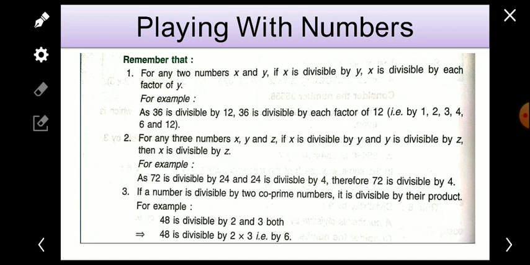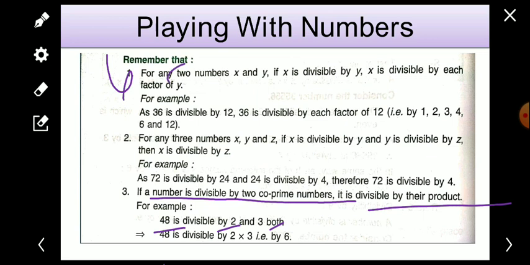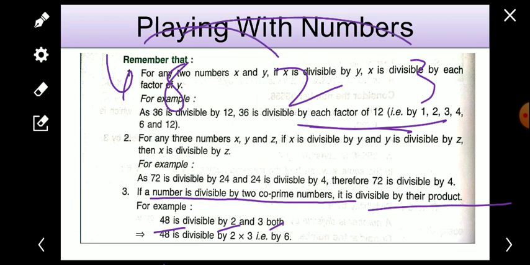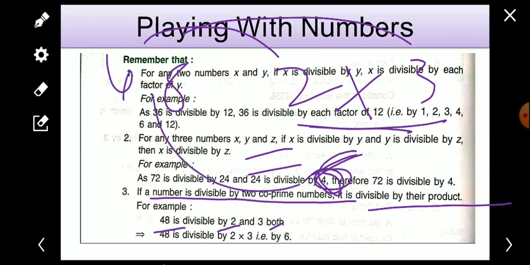Okay, so if any number is divisible by two co-prime numbers, then it will be divisible by their product also. Suppose that here 48 is divisible by 2 and 3 both. 48 is divisible by 2 and also by 3, and these are co-prime numbers. So this number is divisible by two co-prime numbers. It means that it will be divisible by their product also. If you multiply the co-prime numbers, you get a product, and the given number will be divisible by that product also. So this is the rule: whenever any number is divisible by two co-prime numbers, then that number will be divisible by their product also.